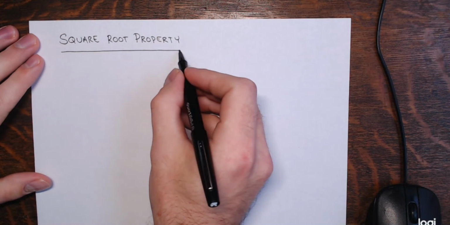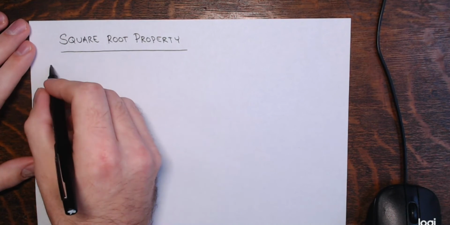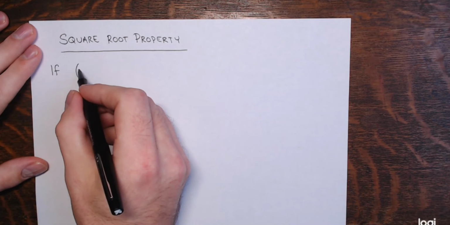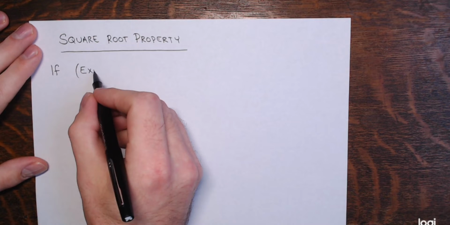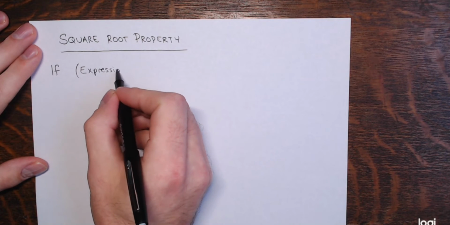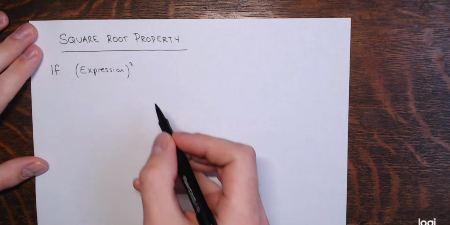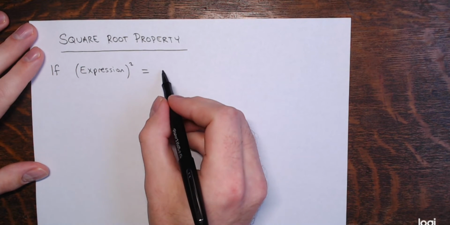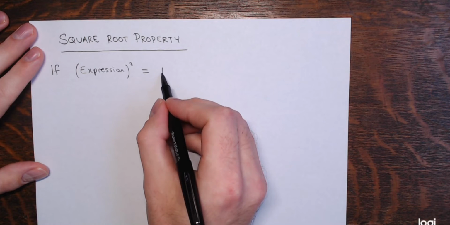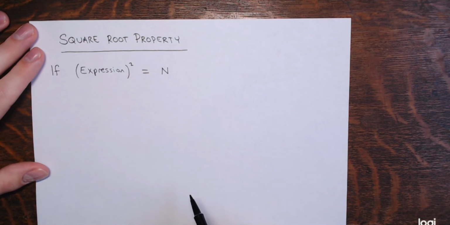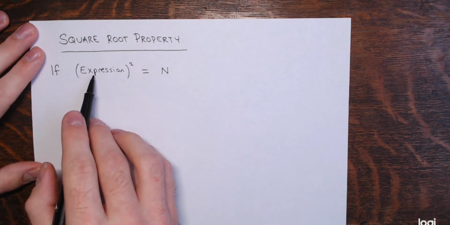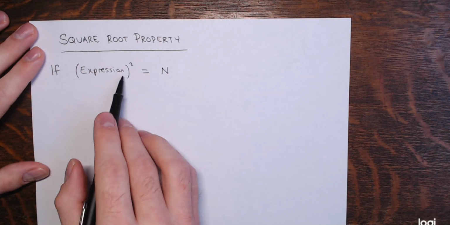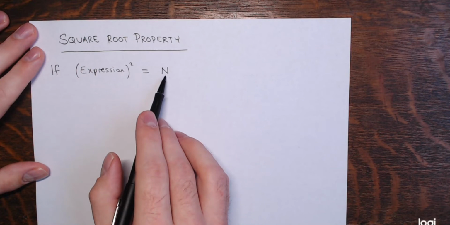And it states the following: if you have some expression to the second power, and that is equal to a number, so I'll just say n for number. So you have some expression with a variable squared, all alone, equal to a number.